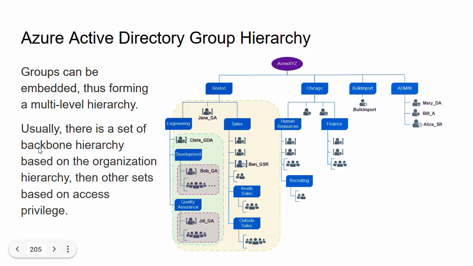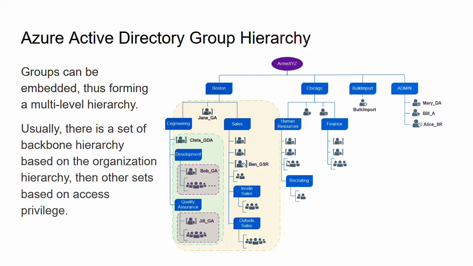Usually there is a backbone hierarchy. When you define your hierarchy, you will first define a backbone of the hierarchy based on the organization hierarchy. If your company has, say, 5 departments, then under the root directory you will have 5 department groups. Under each department there are teams, so you will define one group for each team under its department, and so on. This is the backbone of the hierarchy. You will emulate the whole corporate hierarchy.